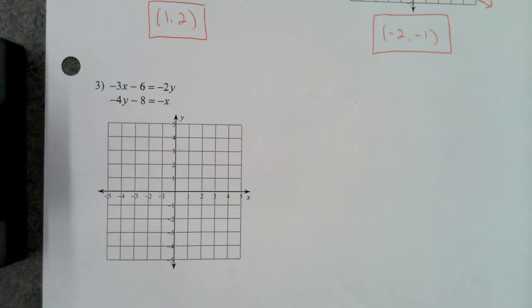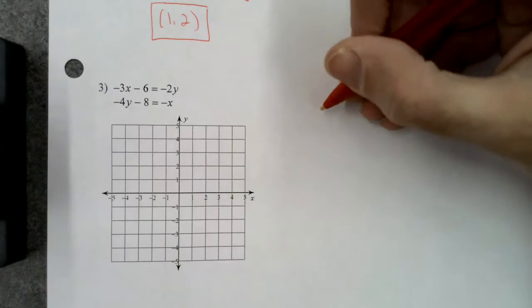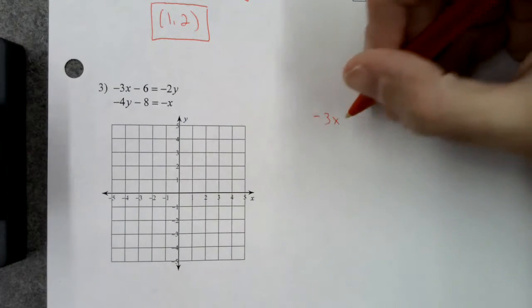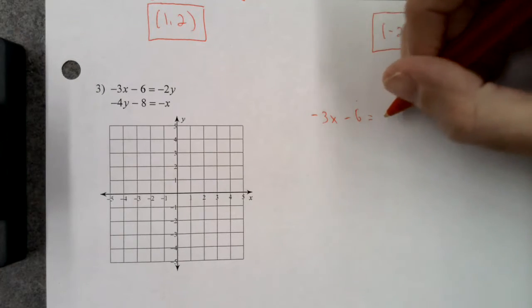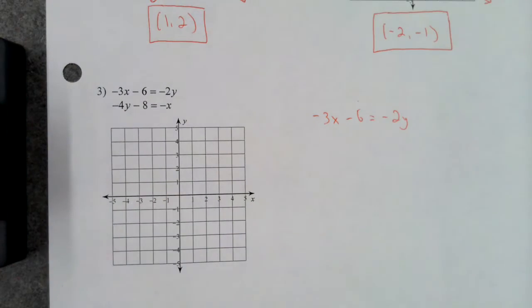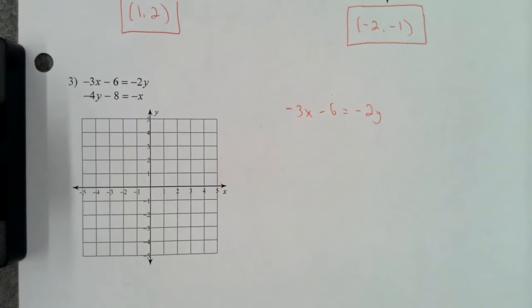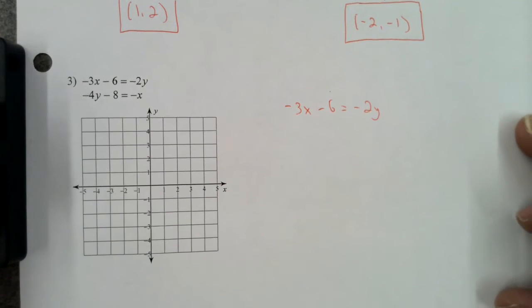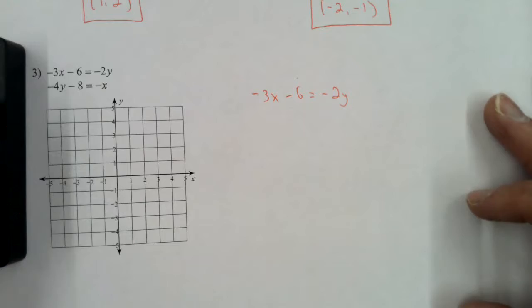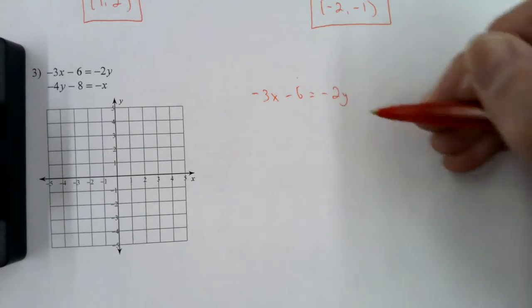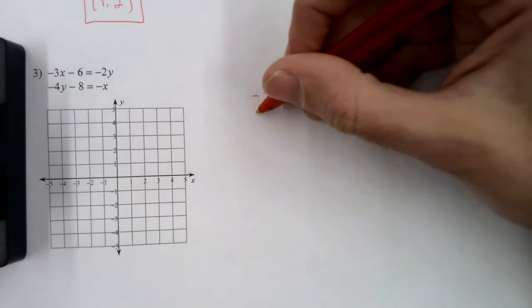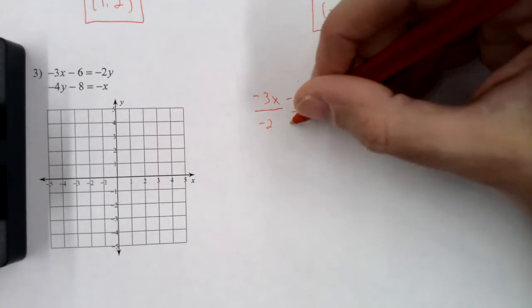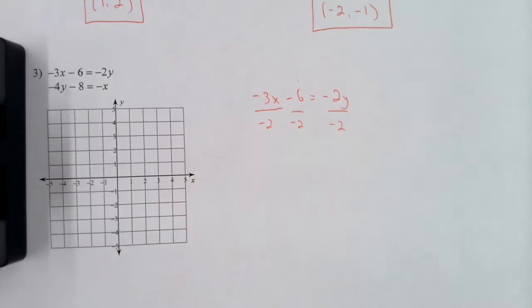Okay, this next one. Negative 3x minus 6 equals negative 2y. That is not in standard form, nor is it in slope-intercept form. So what most people are going to do, I'm guessing, is put this in y equals mx plus b, slope-intercept form. So I'll do that as well because I think most people are going to do that. Okay. Divide everything by negative 2 to get the y by itself. Divide by negative 2, divide by negative 2, divide by negative 2.